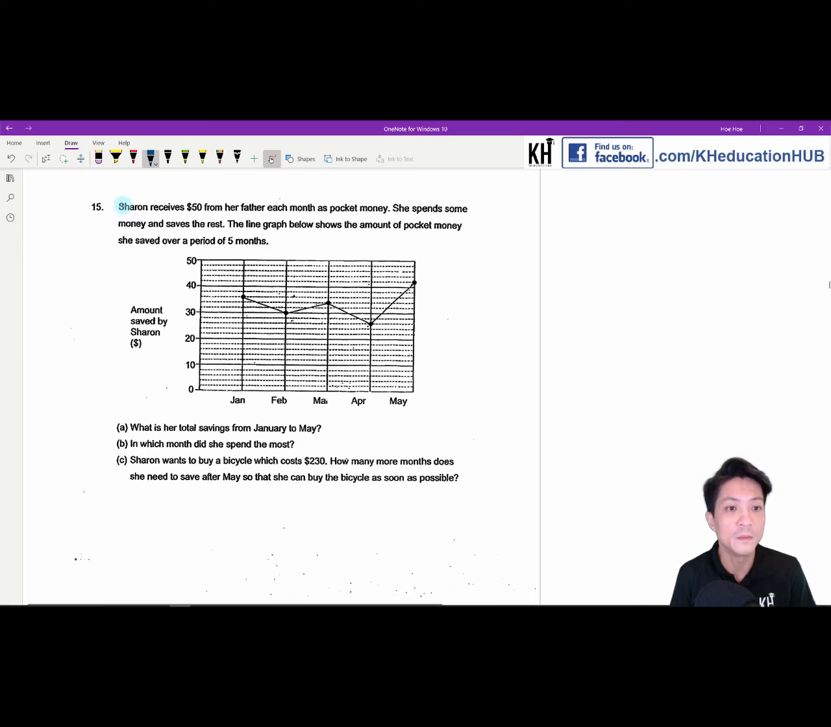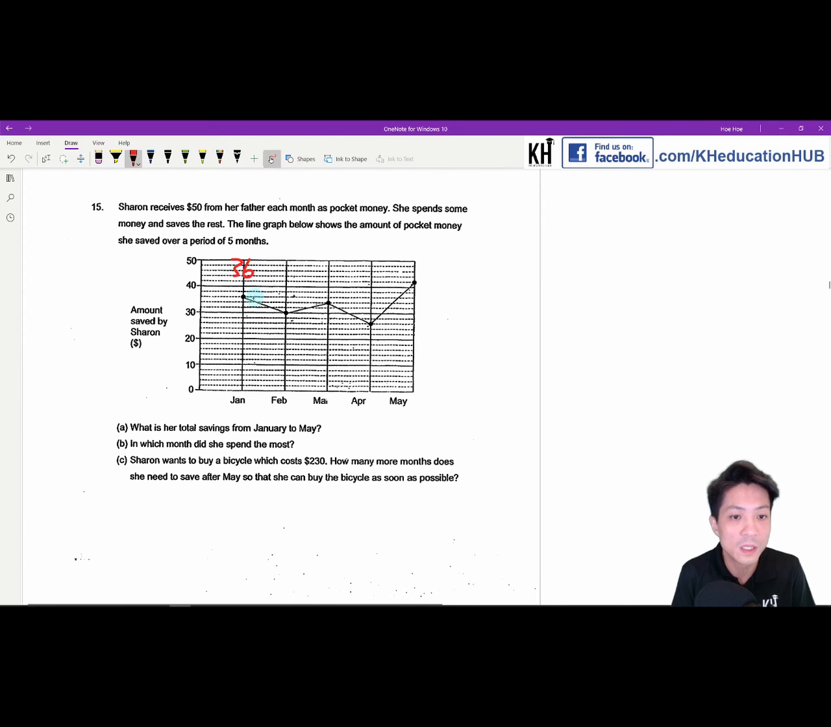Okay, question 15. Sharon receives $50 from her father each month as pocket money. She spends some money and saves the rest. The line graph below shows the amount of pocket money she saved over a period of 5 months. Part A, what is her total savings from Jan to May? So we're going to write down the amount first above each dot.